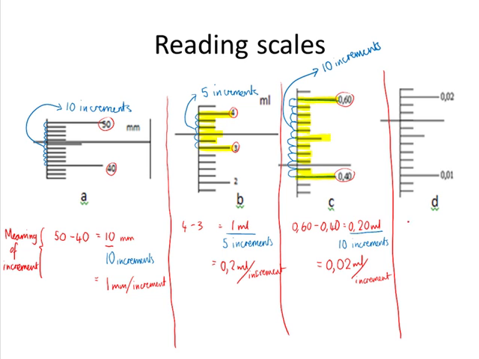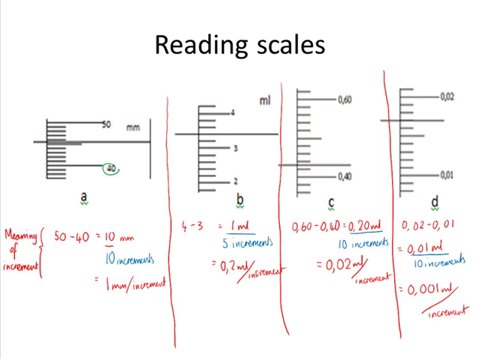The last example, 0.02 minus 0.01 is 0.01, and there are 10 increments. So each increment stands for 0.01 divided by 10, and that's 0.001. All right, once we've decided what each increment stands for, then we can count how many increments there are from the lower of the two numbers between which our line is. So in A, we count from 40, 40 being the smaller number of the 40 and the 50 that we see there. And we see that there are 5.5 increments from 40 to where our measurement is.